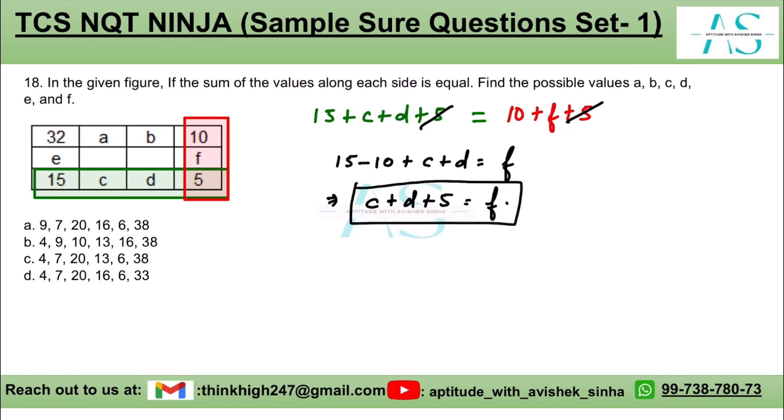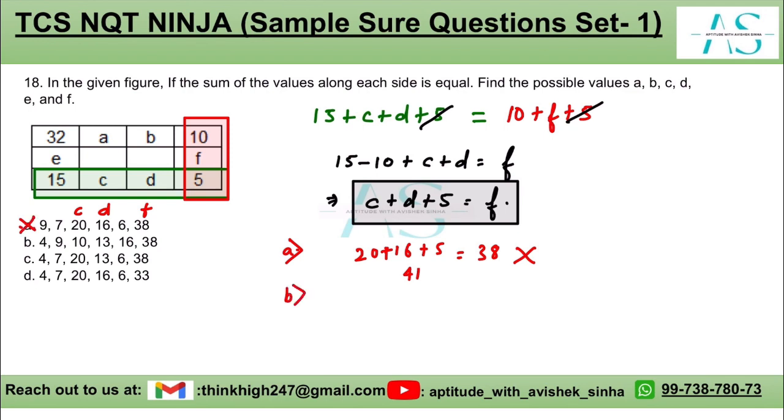We just need to check which of the options satisfies this equation. What are the values of C and D and F respectively? C is this value, D is this value, and F is the last one. So if we start with option A, what are the values of C and D? 20 plus 16, that is 36 plus 5. 36 plus 5 is 41 and F is 38, not matched. So option A cannot be the answer. Let's start with B.